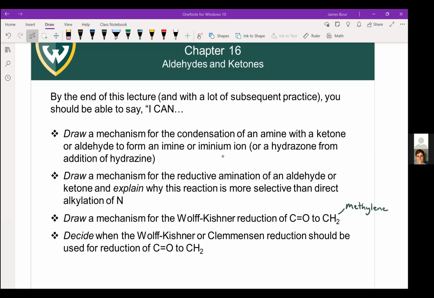You should be able to draw a mechanism for the Wolff-Kishner reduction of carbonyls to methylene units. Methylenes are CH2s. And then finally, you should be able to decide when to use Wolff-Kishner or another ketone reduction called the Clemmensen reduction. You should be able to differentiate when it makes sense to use one over the other. This will be dependent on the functional groups present in the rest of the molecule that will decide whether or not it makes sense to use one or the other. We'll talk about that at the end of it.